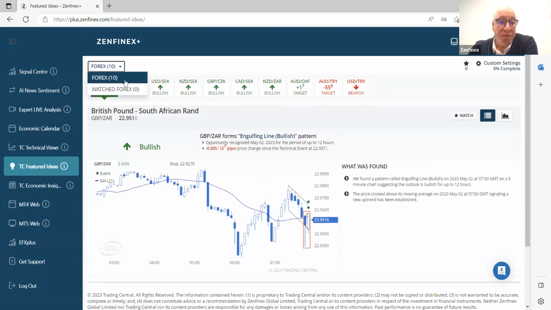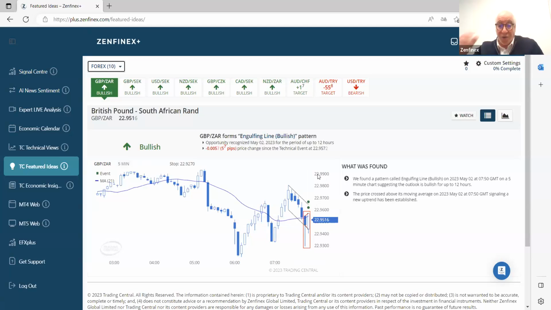Let's see if there's any others. So right now, they're calling the British pound against the South African rand. There's an engulfing bar, which is a bullish pattern. So it's really looking for a breakout on the upside for this.